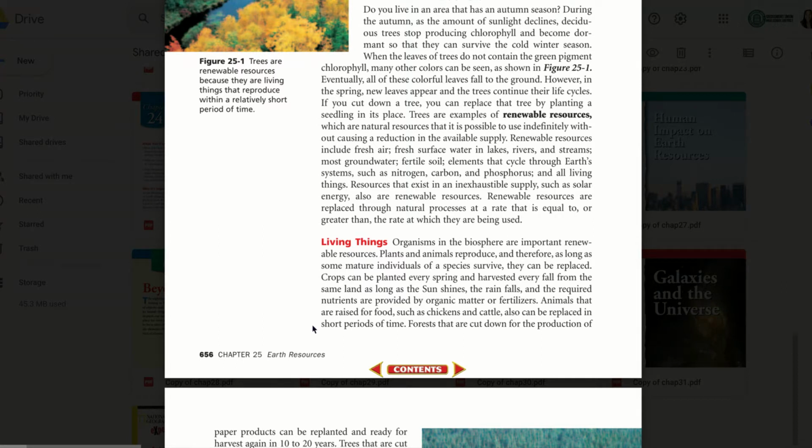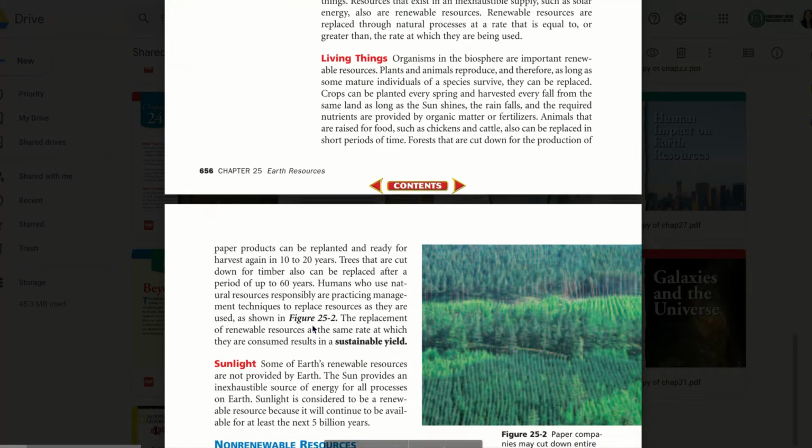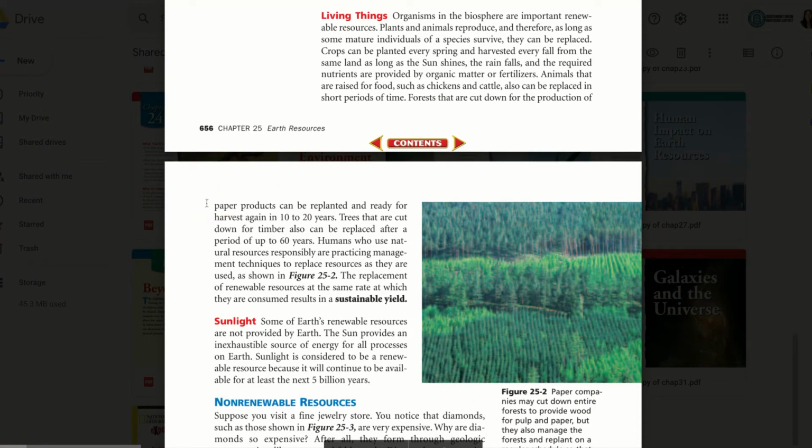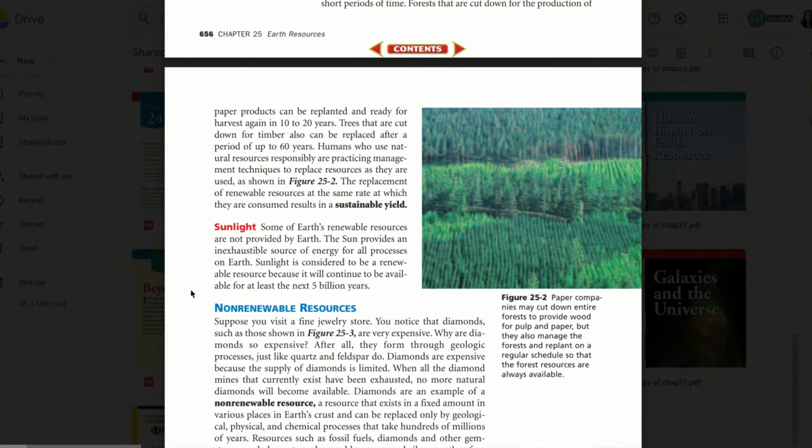Forests that are cut down for the production of paper products can be replanted and ready for harvest again in 10 to 20 years. Trees that are cut down for timber also can be replaced after a period of up to 60 years. Humans who use natural resources responsibly are practicing management techniques to replace resources as they are used. As shown in Figure 25.2, the replacement of renewable resources at the same rate at which they are consumed results in sustainable yields.